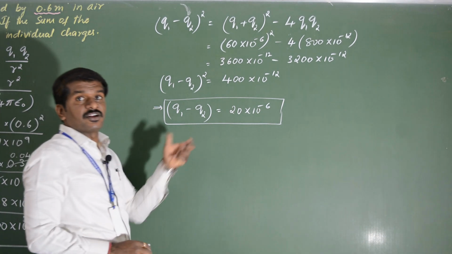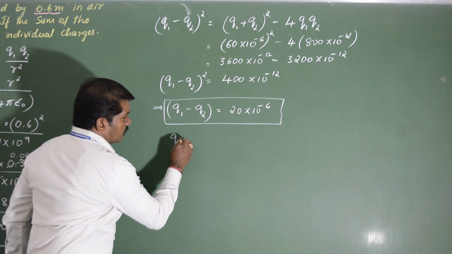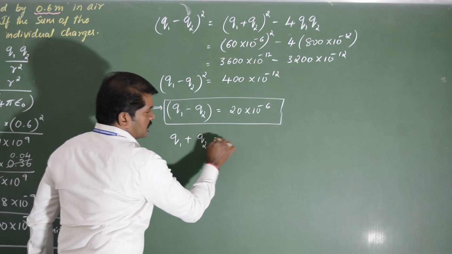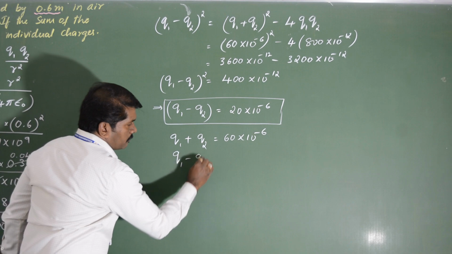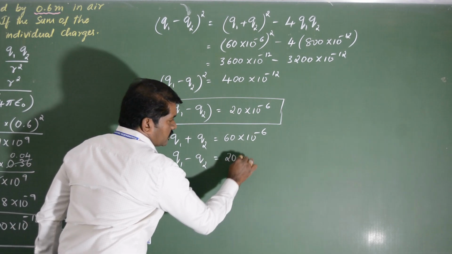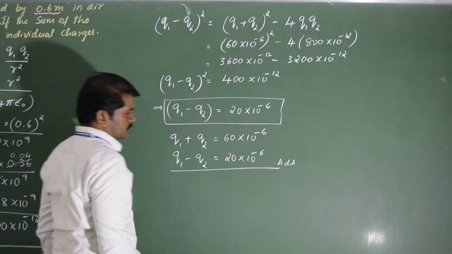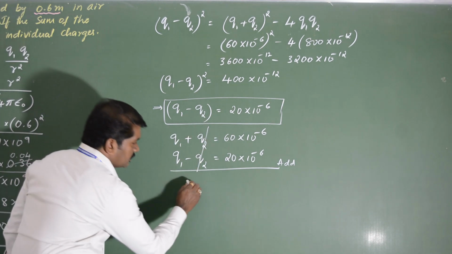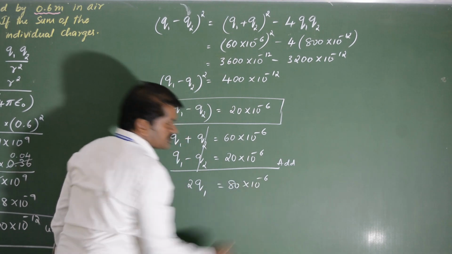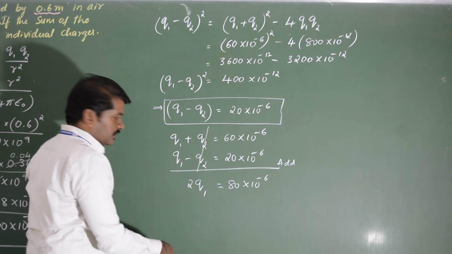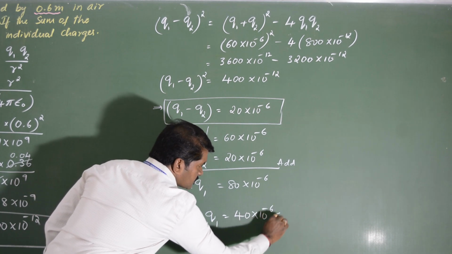So this is the difference of two terms. We know the sum of two terms and the difference of two terms. So we know that q1 + q2 is equal to 60 × 10⁻⁶, and q1 − q2 is equal to 20 × 10⁻⁶. If I add these two, then q2 cancels, and 2 q1 is equal to 80 × 10⁻⁶. So q1 is equal to 40 × 10⁻⁶ coulomb.